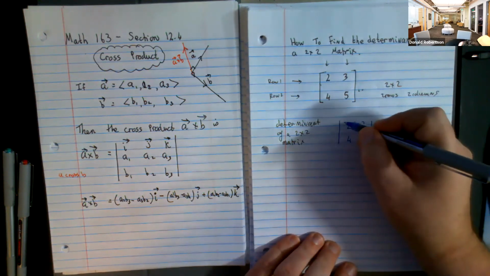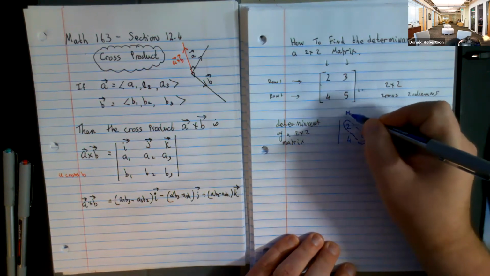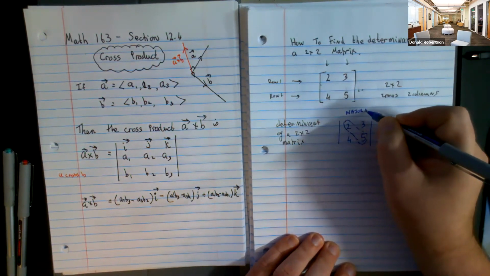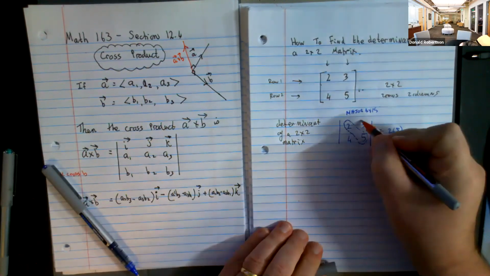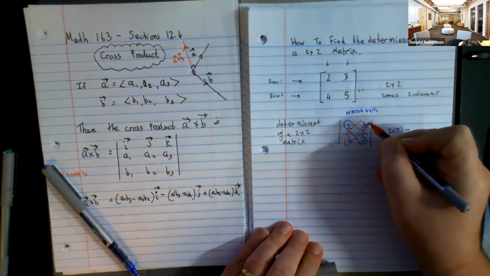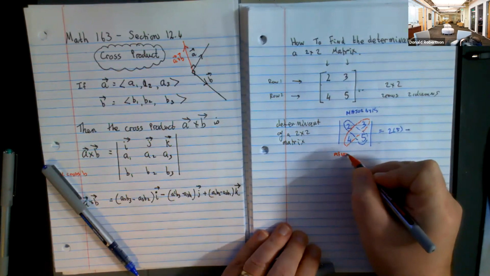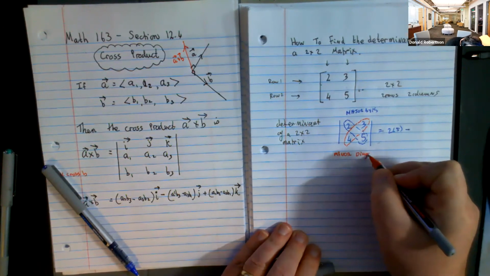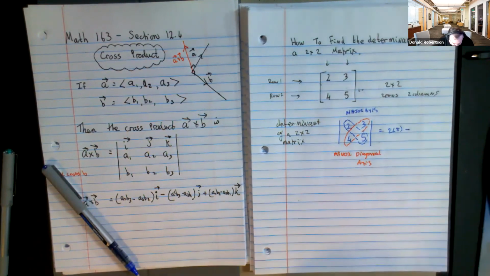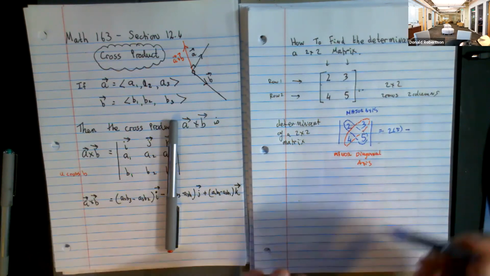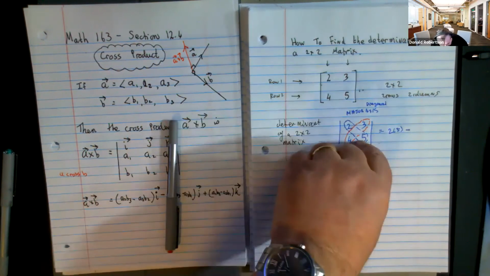You multiply these two together. And these two are called the major axis. And 2 times 5. Then you take away the other guy, and it's either called the major axis, also called the minor diagonal. So I'm giving you every name I can think of. Major axis, minor axis, major diagonal, minor diagonal. Basically, 2 times 5, take away 3 times 4.